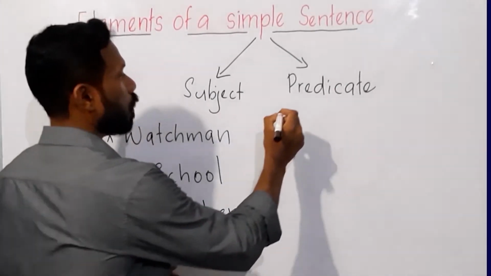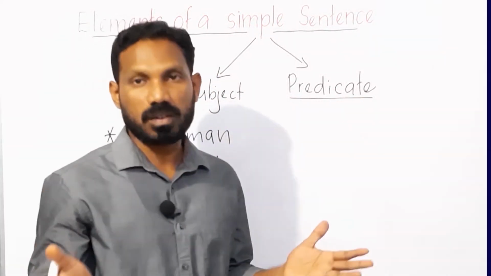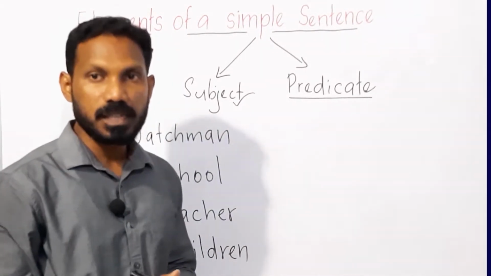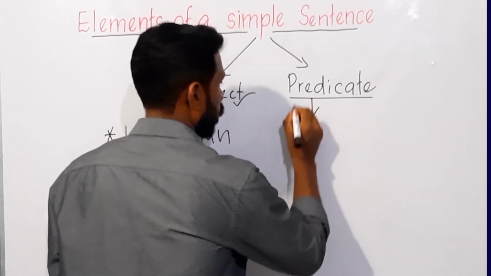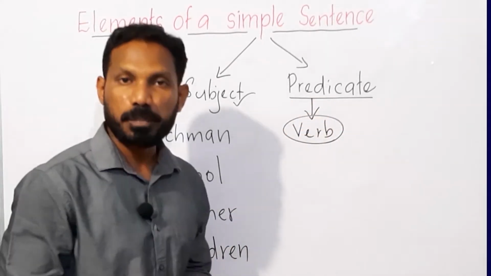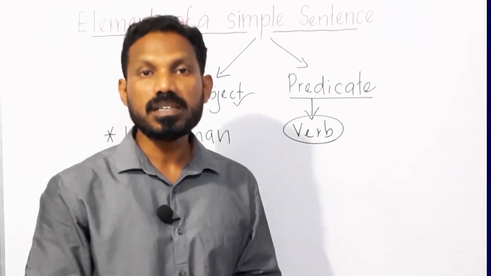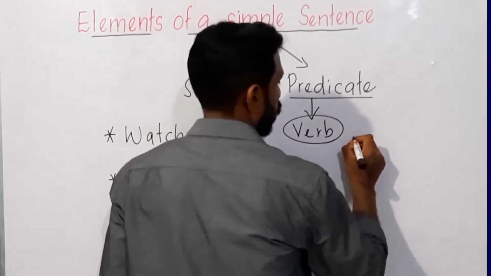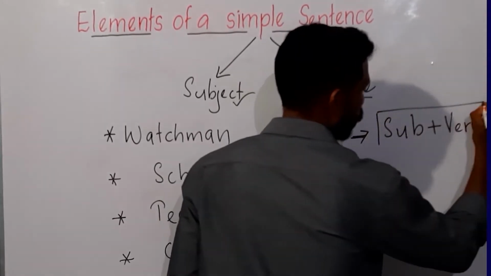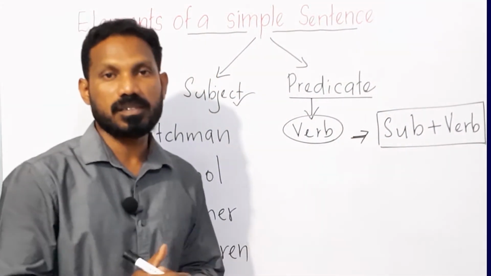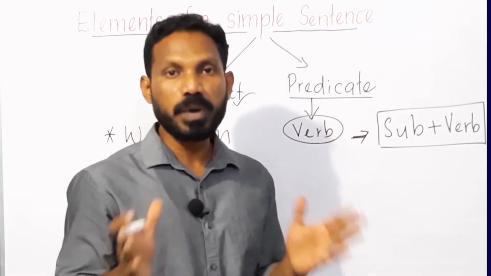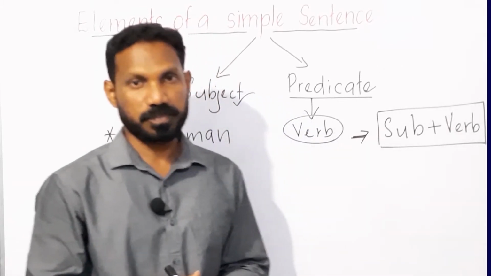Now the next thing is predicate. Whatever we talk or whatever we express about the subject is called predicate. Or simply, we can take this part as the verb, because verb is the head of a predicate and verb is the root of a sentence. So simply we can write it as subject plus verb. This is the simplest structure of a sentence. Or subject and verb are the two basic elements of a simple sentence. Okay.